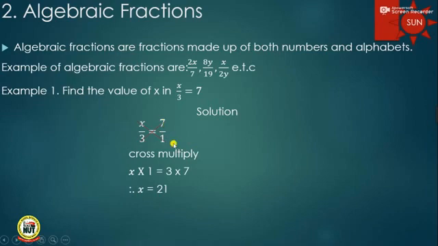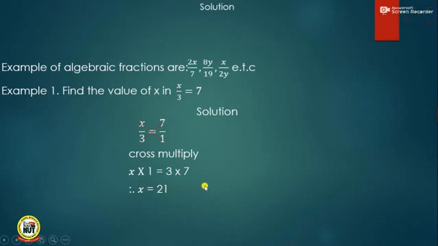Cross multiply. That is x multiplied by 1. Look at this line. It tells you that you have to multiply x by 1. That is x times 1 is equal to 3 times 7. And x times 1 is equal to x. And 3 times 7 is equal to 21. So it means that the value of x in this expression is equal to 21. Therefore, x is equal to 21.